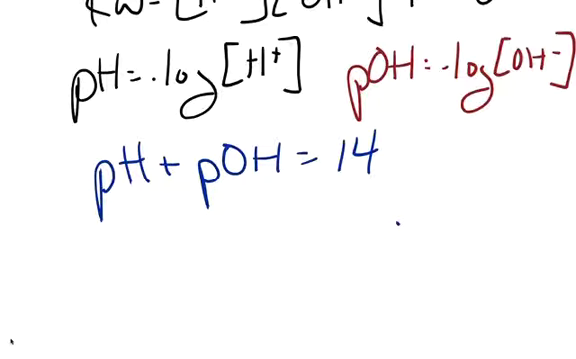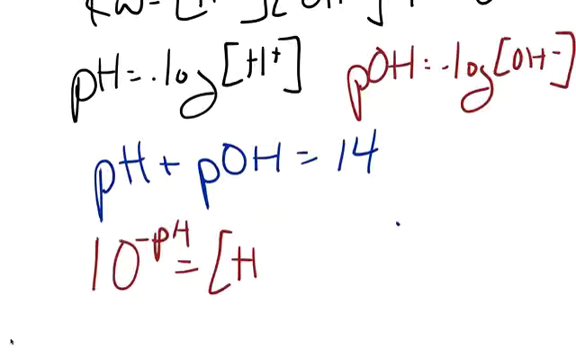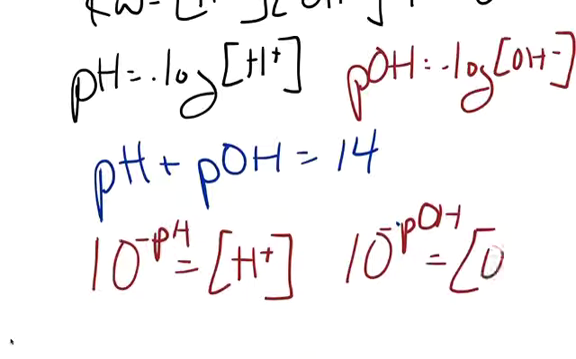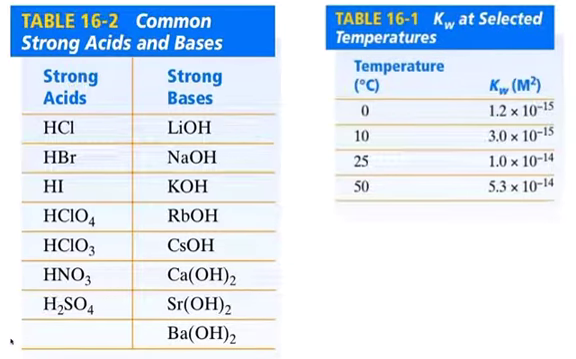If we want, we could write down the relationship that 10 to the negative pH is going to be our hydrogen ion concentration. We can rearrange that equation, and likewise 10 to the negative pOH will always give us the hydroxide ion concentration. So with those relationships, I think we can solve some of the problems that are in the section review at the end of this unit.